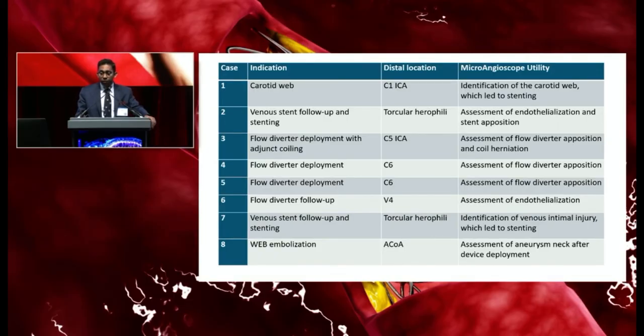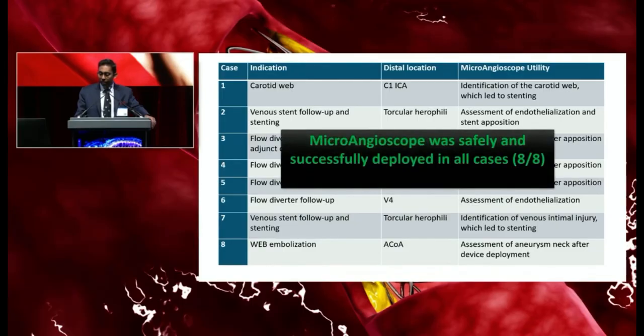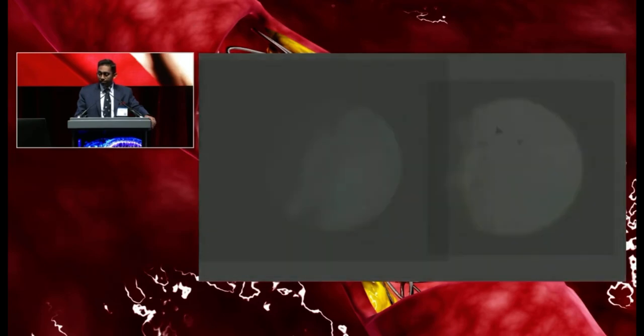Then it was very useful in flow diversion. Based on our preclinical studies, this was a very interesting use case, both for initial primary flow diverter deployment as well as in follow-up. And then another venous case and a web embolization. The microangioscope was safely put at target and deployed in all cases.